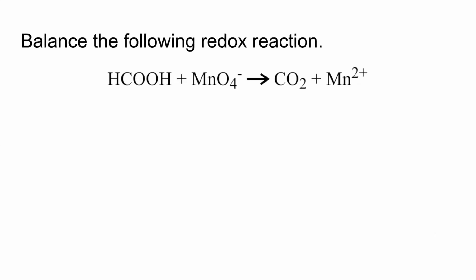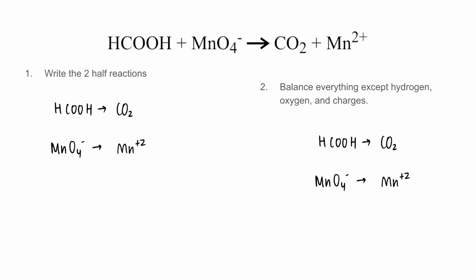So how do we do this, Claire? Alrighty, so the first step is to write out two half reactions. HCOH turns into carbon dioxide, and MnO4 minus turns into Mn+2. After that, you're going to balance everything except hydrogen, oxygen, and charges. For the first half reaction, we only need to balance carbons, and they're already balanced because we have one carbon on each side. For our second half reaction, we only need to balance the Mn, and it's already balanced because there's one Mn on each side.